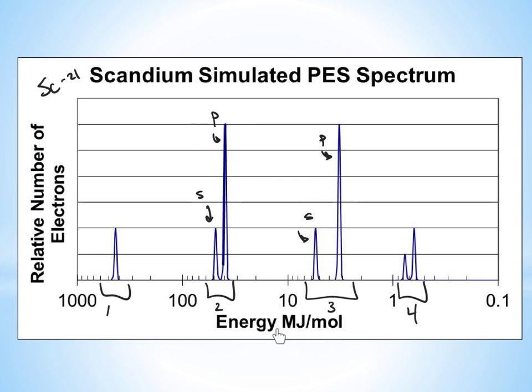Remember, this energy here is the energy input to remove electrons. Another key thing to notice is that this P peak, which I've labeled P, is 3 times larger than the S. Well, we all know that you can fit 2 electrons in an S orbital, and since this is 3 times as large, 3 times 2 is 6, and it happens to be the case that there are 6 electrons in the p orbital.